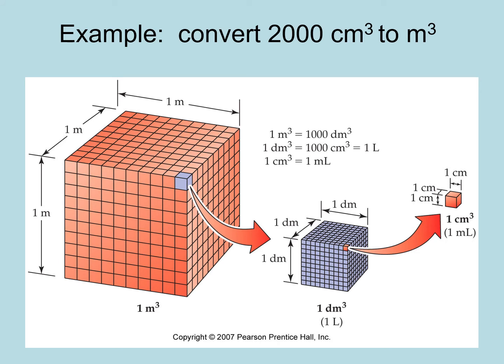Just as an example, what if you were given this problem? Convert 2,000 cubic centimeters to meters cubed. Now, a meter cubed means a box that's a meter on each side. That's about big enough to hold, say, a dishwasher. Pretty big box. A cubic centimeter, on the other hand, is very small. So how many cubic centimeters would be in a cubic meter? Well, a lot of them. Let's find out how to do this type of conversion problem.